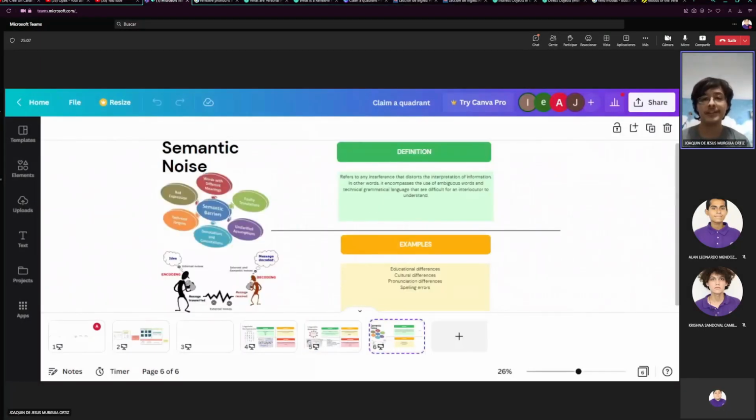Finally, we have semantic noise, which refers to any interference that puts an obstacle in the communication. Some of those are known as semantic barriers. This can include educational differences, cultural differences, and spelling mistakes. And I think this image really encompasses what it means.